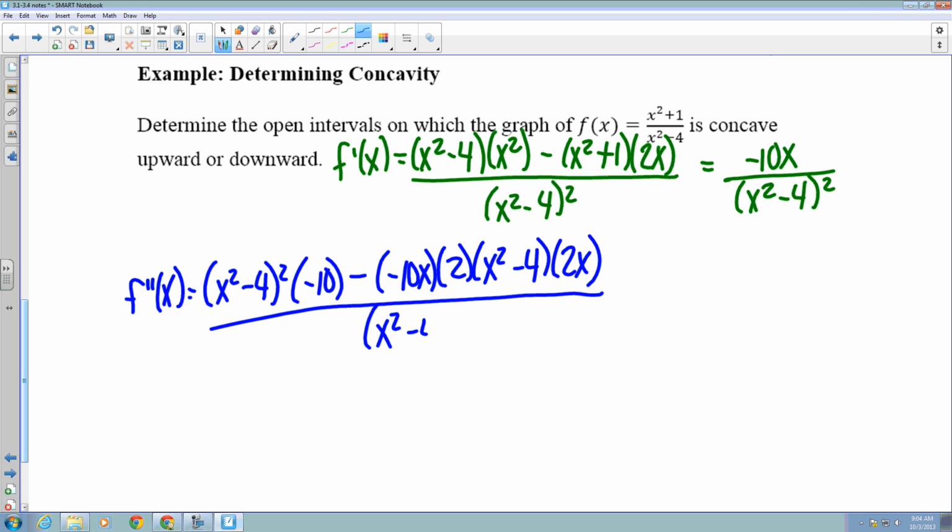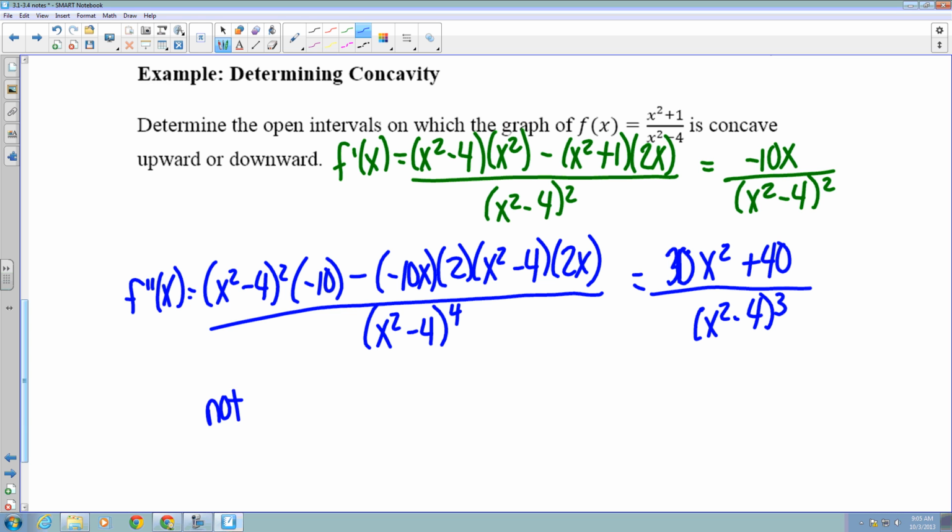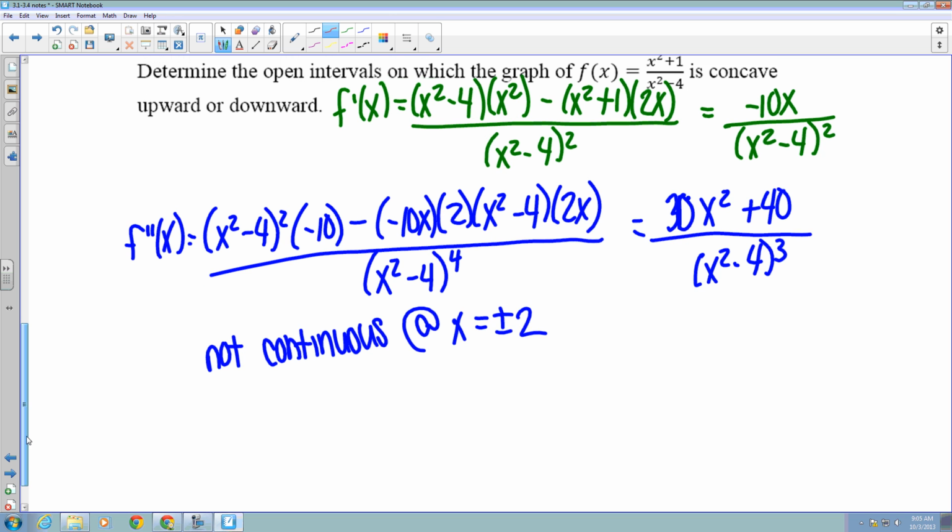And again, after factoring out an x squared minus 4 from every term, this simplifies to 30x squared plus 40 over (x squared minus 4) quantity cubed. So now we need to find where that is equal to 0 or not continuous. And our critical points were not continuous at where x is plus or minus 2. So those are going to be the points that we need to test, because this function will never be equal to 0.